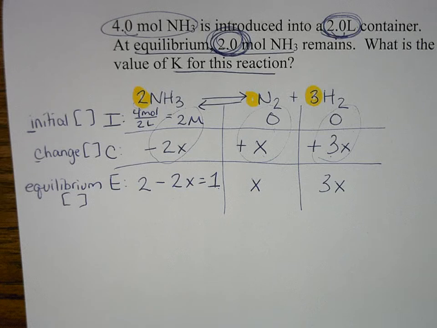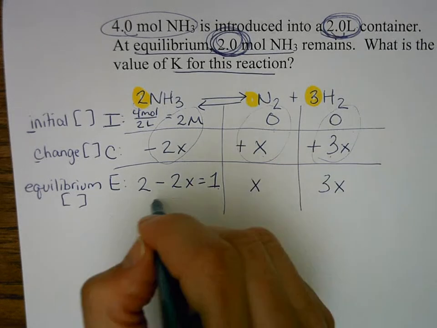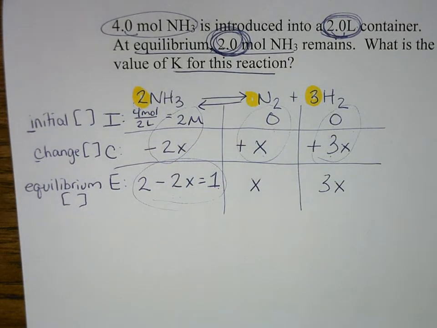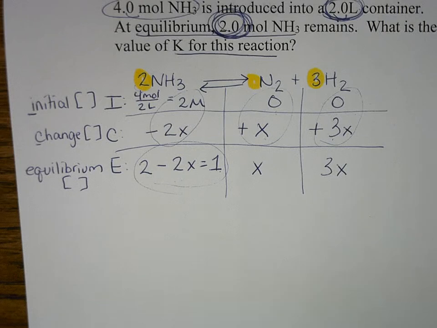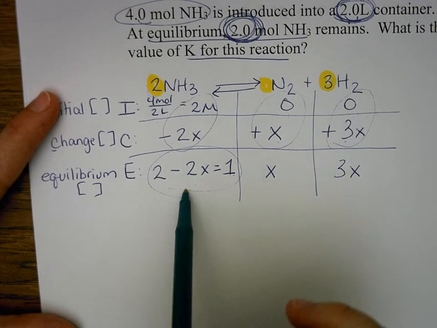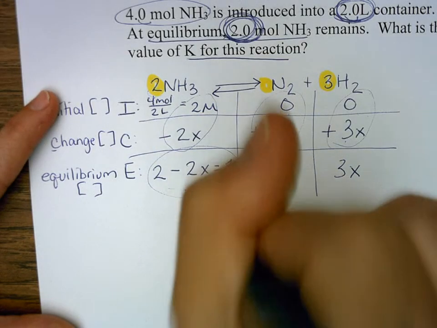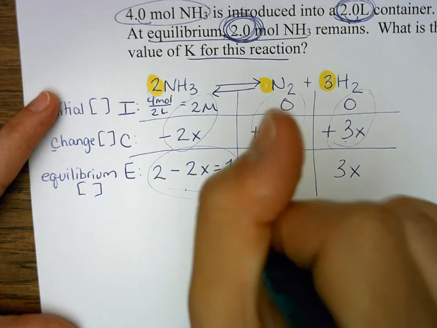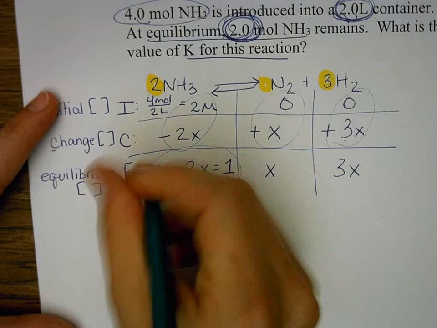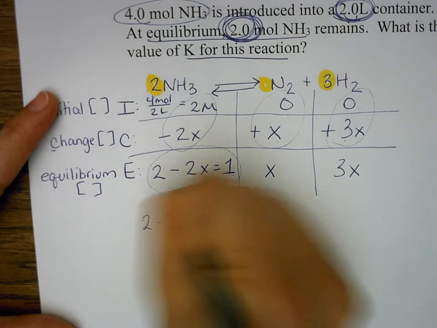Now, since I know that 2 minus 2x equals 1, I can go ahead and solve for x. With your ICE tables, you're always going to be looking for ways to solve for x. If you have something where it gives you what it's equal to, then you can solve for x pretty easily. So 2 minus 2x equals 1.